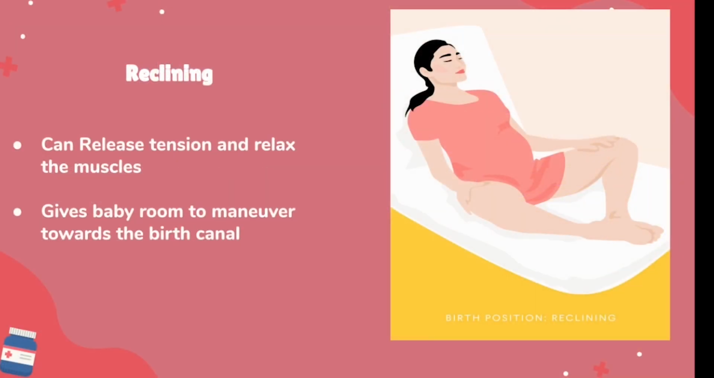Reclining: childbirth is hard work and you might need to take a break. So keep in mind reclining, lying down in a bed or reclining against a wall or a chair or another person. This could release tension and relax muscles. This may be a good alternative if a woman is tired and does not want to do other exercises or comfort positions.